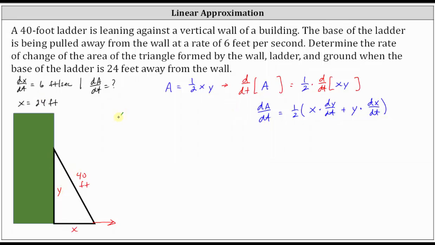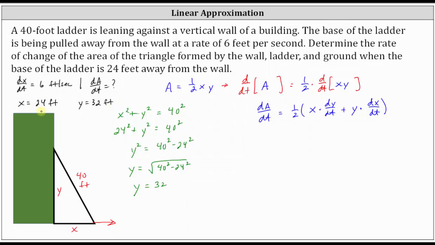So given x squared plus y squared must equal 40 squared, and we're trying to find dA/dt when x is 24, we have 24 squared plus y squared equals 40 squared, giving us y squared equals 40 squared minus 24 squared, and therefore y is equal to the square root of 40 squared minus 24 squared, giving us y equals 32. Let's record this above.